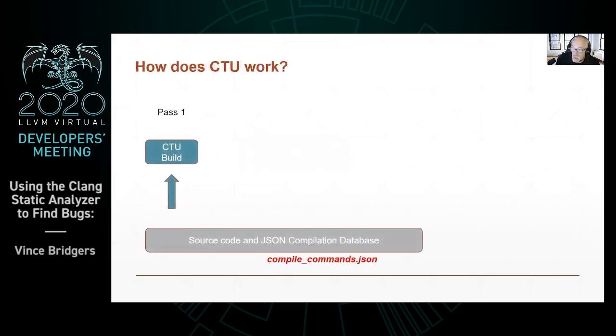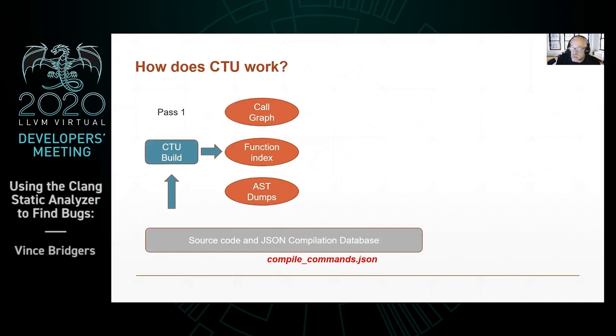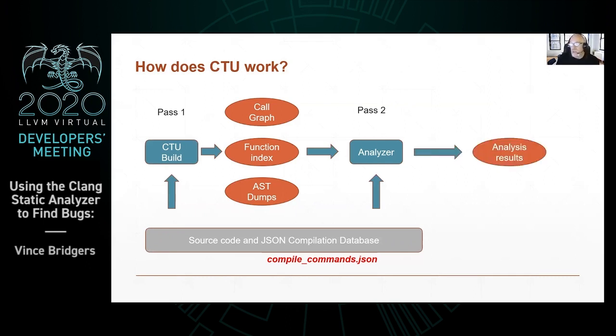So how does CTU work? In CTU, we start with a compile commands.json file, which can be produced in a few different ways, and the source code. So in pass 1, we produce a CTU build, what's called a CTU portion of the build, and that produces call graphs, function index, and AST dumps. And then the analyzer runs and will import AST as needed for functions that are called outside of the functions that are currently in the scope of analysis. And in this particular case, the analysis is done and we'll get analysis results. So I'll show you an example.